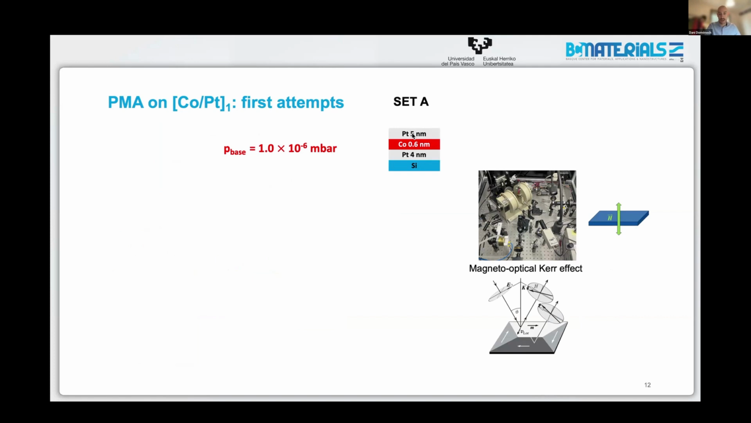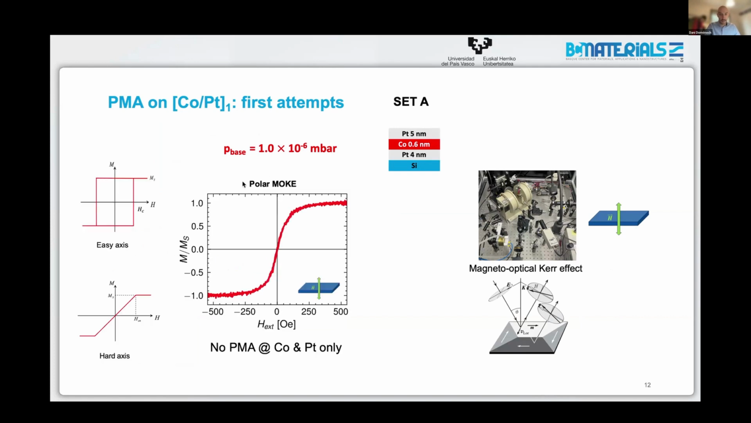and cobalt. Okay, so results measured by polar mode microscopy showed that no matter the combination of cobalt and platinum thicknesses and orderings, no perpendicular magnetic anisotropy was found at all in this configuration, since all the hysteresis loops resemble more a hard axis behavior compared to the desired easy axis one. So we needed to go for another approach, that was to deposit a copper buffer layer below the ferromagnetic structure.